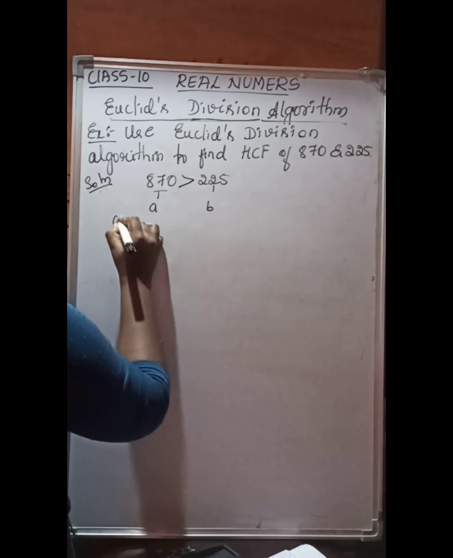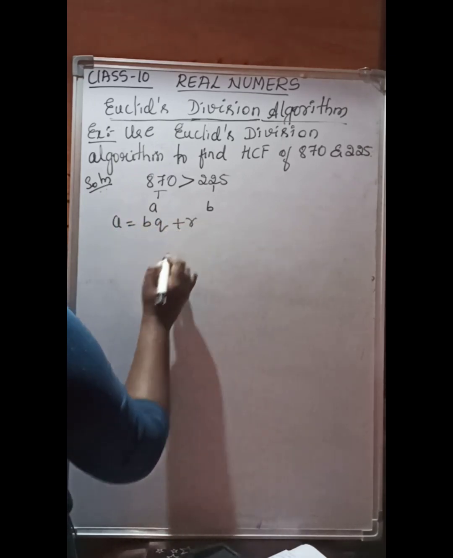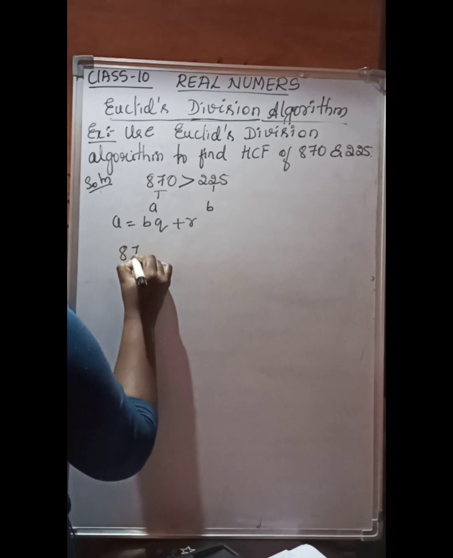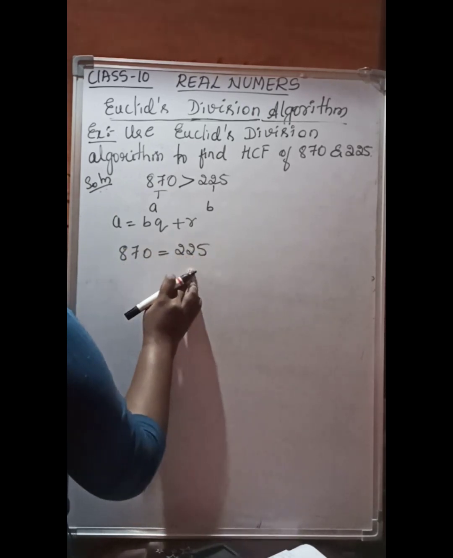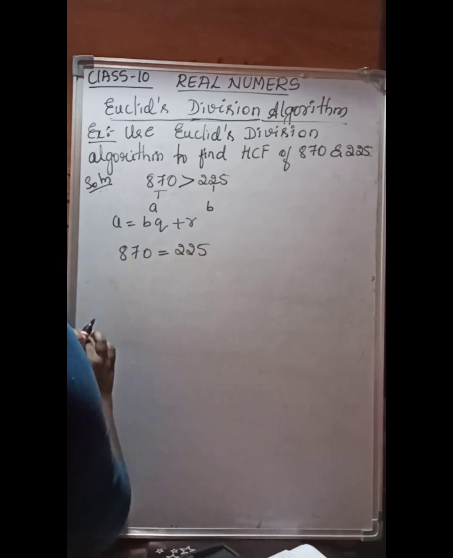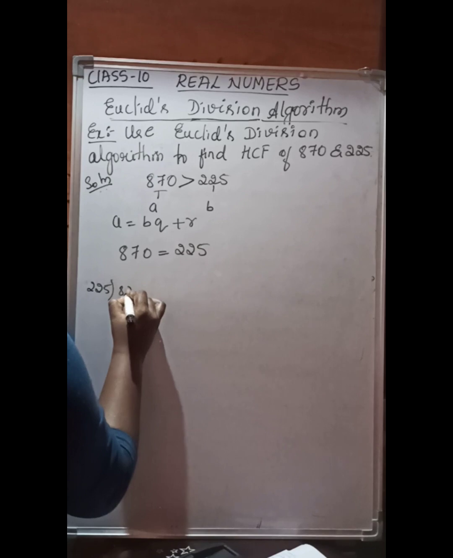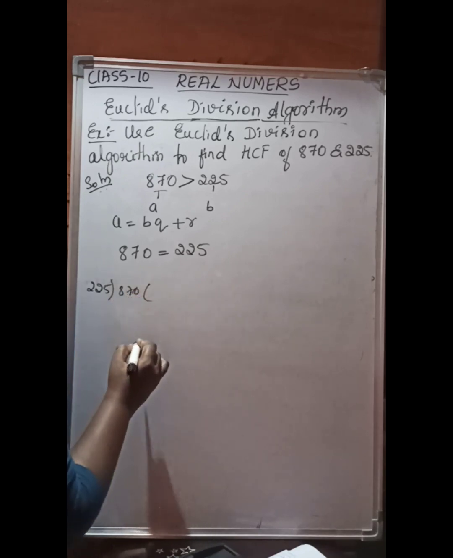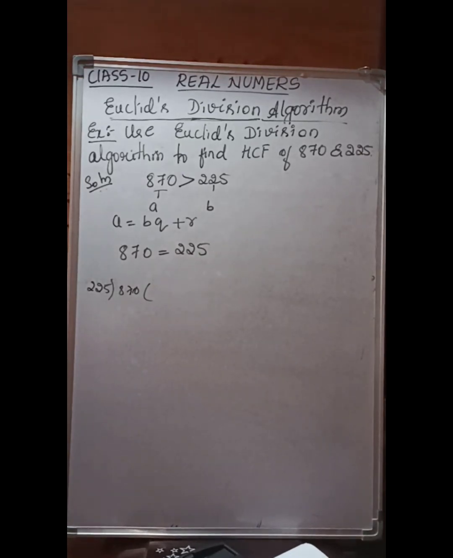Now we have to prove the statement, that is A equals B into Q plus R, right? Consider 870 equals, where B is 225. So when you divide 870 by 225, how much will you get? Check once. I think 225 into 4 you will get, but if it is 4, it will become more, it will become 900.